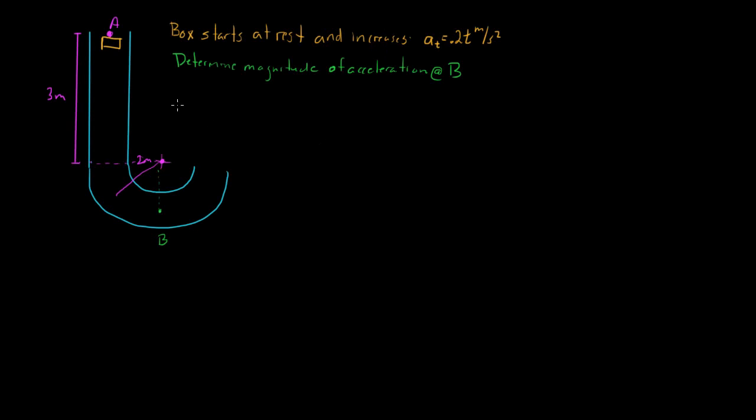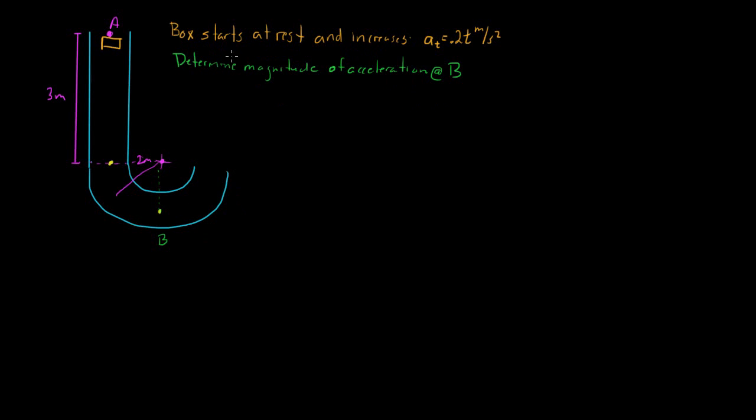So this problem dealing with normal and tangential acceleration has a box that is at point A, and it moves down this conveyor belt. At first it moves in a straight line, and then when it reaches this point right here, it moves along this curved path. We're asked to determine the magnitude of acceleration at point B, which is right here. And how do we go about this problem?